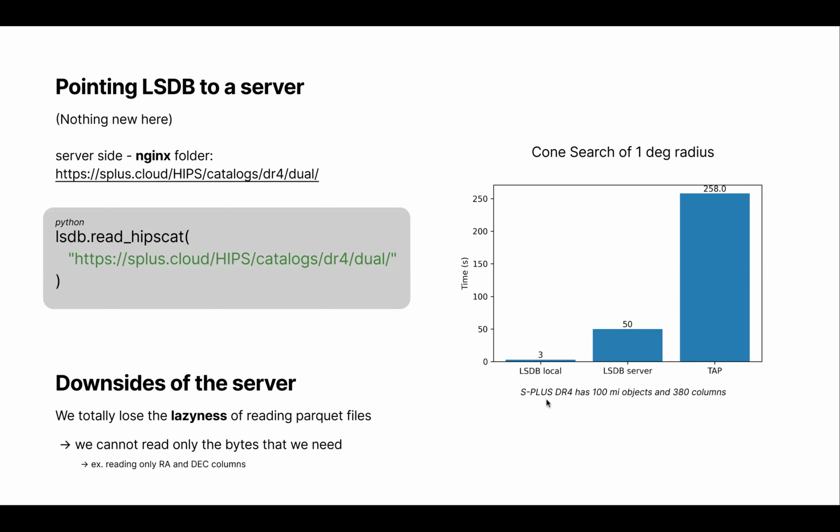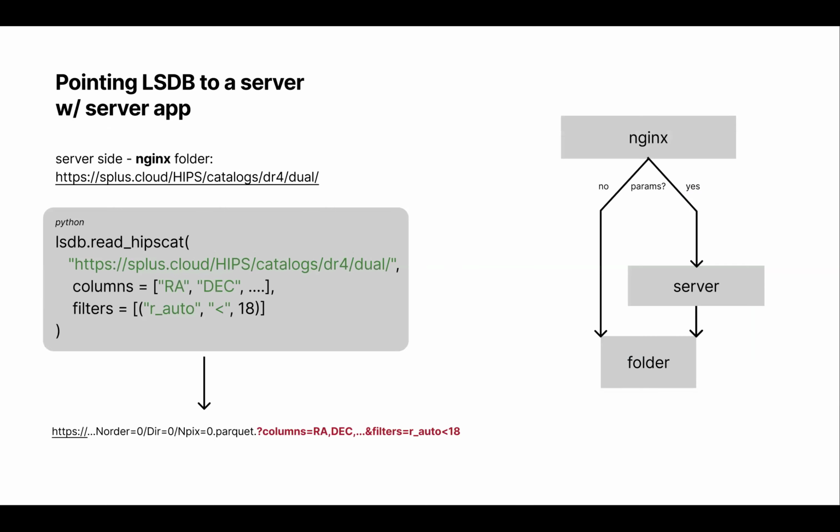And usually people don't want all the 380 columns. Usually they want, for example, ID, the coordinates, and the magnitude. So 20 columns maybe. So this is where our idea came from: to make the lazy part on the server side.